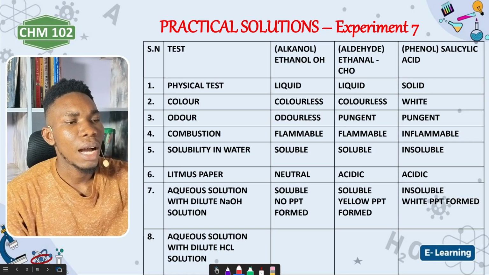Odor: alkanol has a characteristic smell. Ethanol has a characteristic odor. Ethanal is pungent. It has a very rotten smell. Combustion: all of them are flammable, apart from salicylic acid.